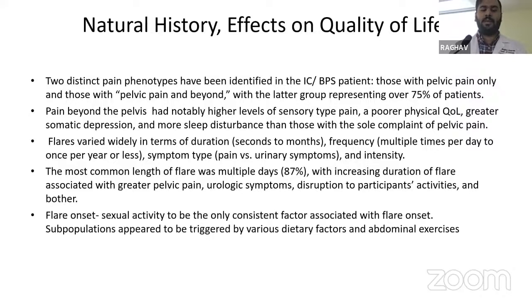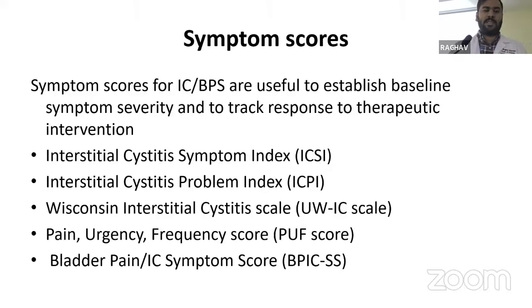Symptoms may be pain or urinary symptoms, and intensity also varied. The most common length of flare was multiple days, with increasing duration of flare associated with greater pelvic pain, urological symptoms, disruption to participants' activities, and bother. Flare onset may be related to sexual activity, which has been the only consistent factor associated with flare onset, and subpopulations appear to be triggered by various dietary factors and abdominal exercises.